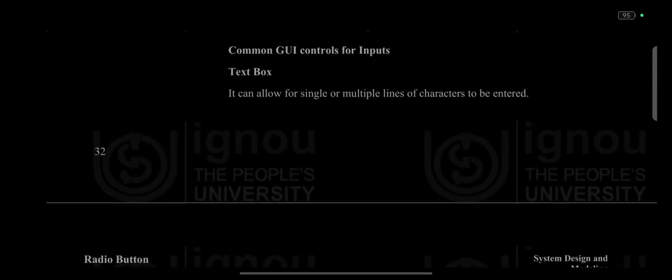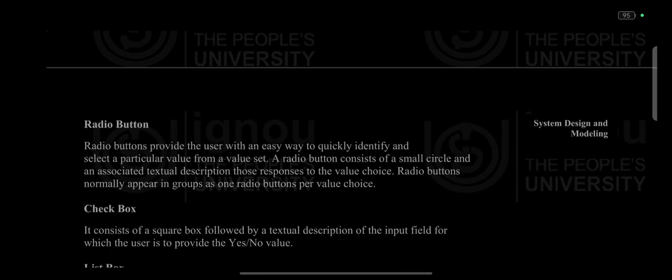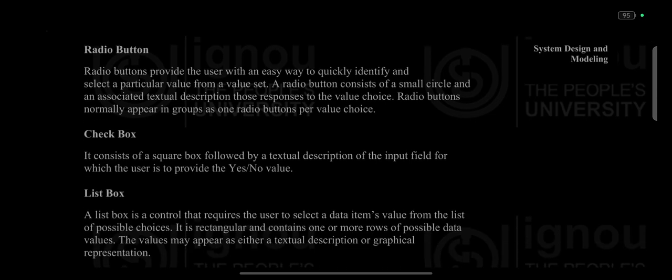Text box. It can allow for single or multiple lines of characters to be entered. Radio button. Radio buttons provide the user with an easy way to quickly identify and select a particular value from a value set. A radio button consists of a small circle and an associated textual description that responds to the value choice. Radio buttons normally appear in groups, with one radio button per value choice.